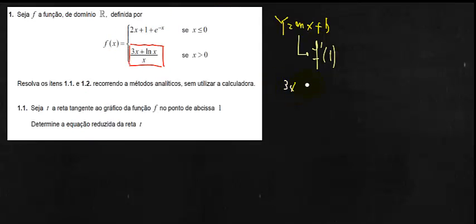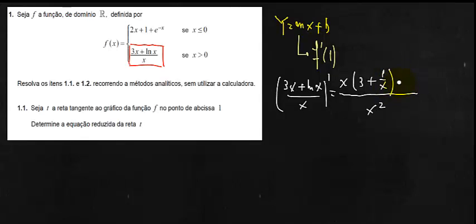It is the derivative of 3 times x plus logarithm of x, over x. And to calculate this derivative, I'm going to follow the quotient rule. So I will get x squared, x times the derivative of 3 times x, which is 3, plus the derivative of the logarithm, which is 1 over x, plus 3 times x, plus the logarithm of x times the derivative of x, which is 1.